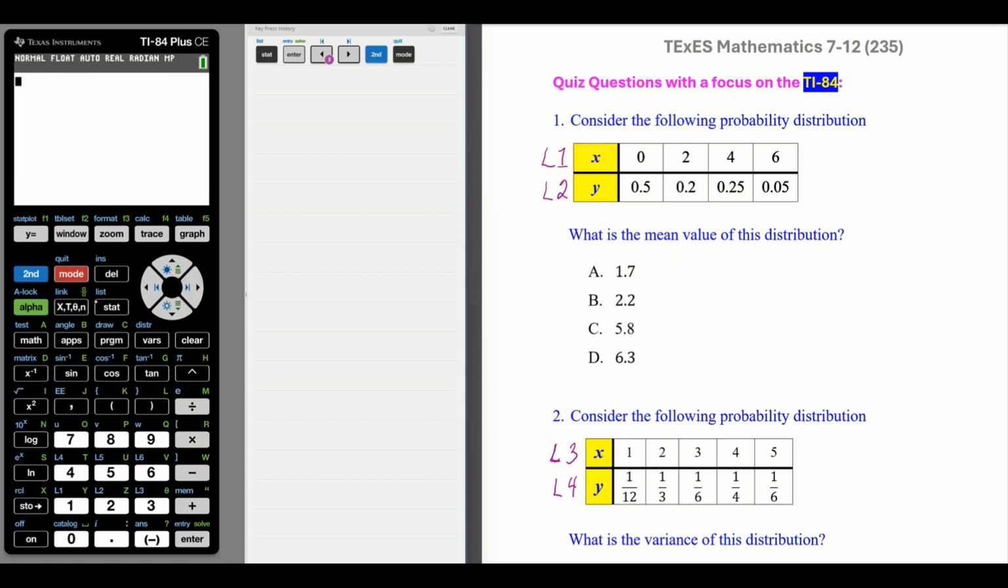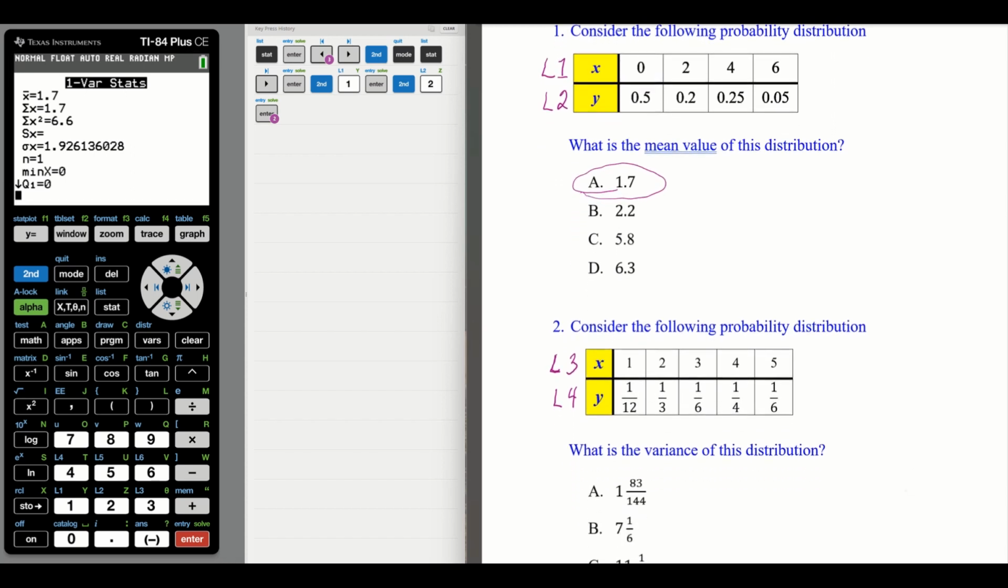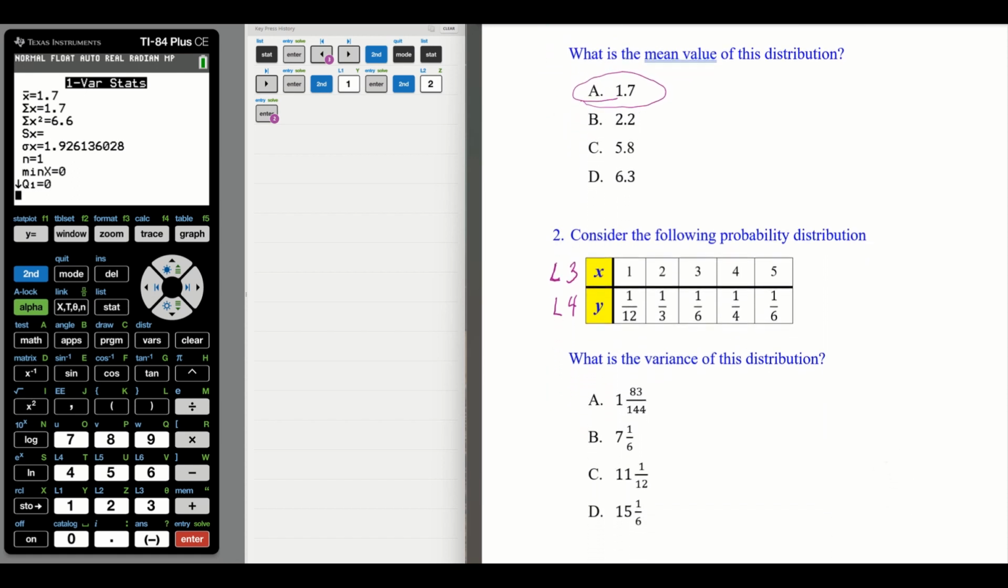Second mode. Stat again. Arrow over to calc. It's highlighted on one bar stat. That's what we want. But we want it in L1 and L2. So second 1, enter. Second 2, enter. Enter. It gives us the mean, which, if you've watched the other videos with me, X bar is the mean, or the mu in our situation. Okay, option A. Now let's scroll up just a little. Okay. All right, let's back out of that.